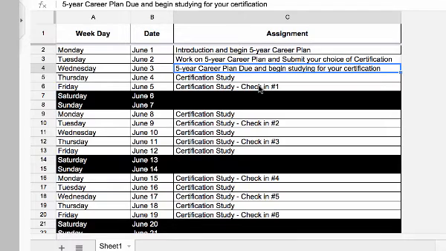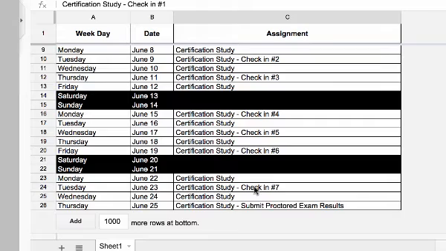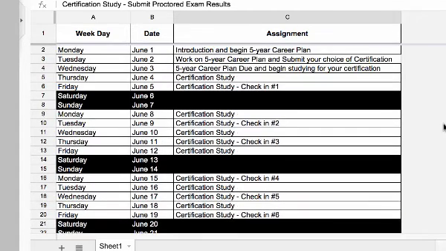And then you see I've got certification check-in on Friday, and then it's basically every other day. You give me a check-in on Friday, skip Monday, check-in Tuesday, check-in Thursday, then come in and check-in Monday, Wednesday, Friday. Then you've got check-in number 7, and then you submit your proctored exam results on the last day of the class on June 25th. So that's what I'll be looking for once we get rolling in the class.